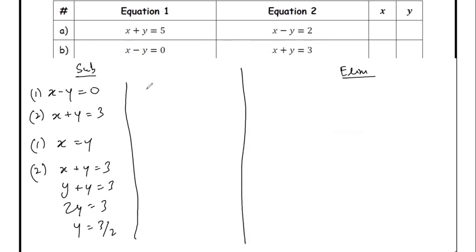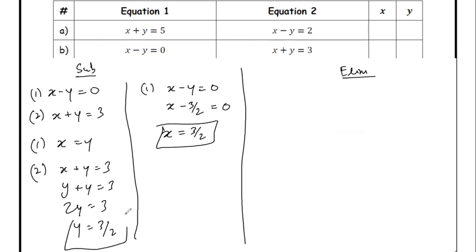So I'm going to substitute the value of y in the first equation, but as you can see, from the first equation, we know that x is equal to y. So I'll end up getting x as 3 by 2, but I'm just showing you the steps. So x minus 3 by 2 is equal to 0. x is equal to 3 by 2. Yeah, that was easy.